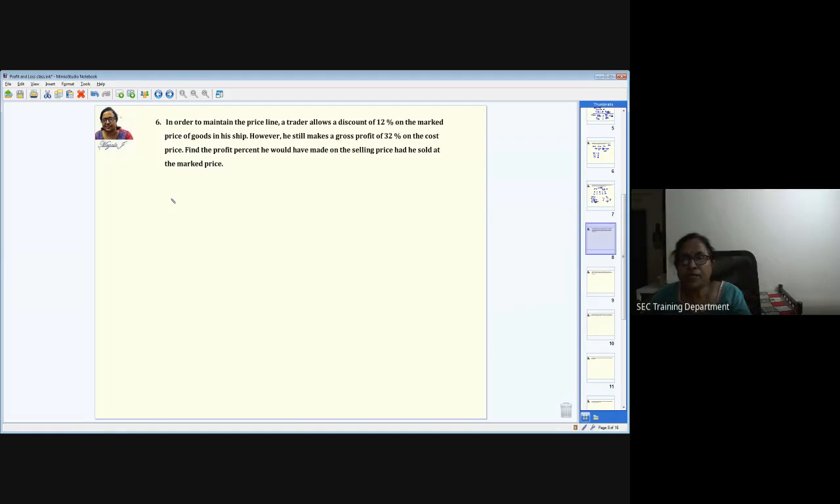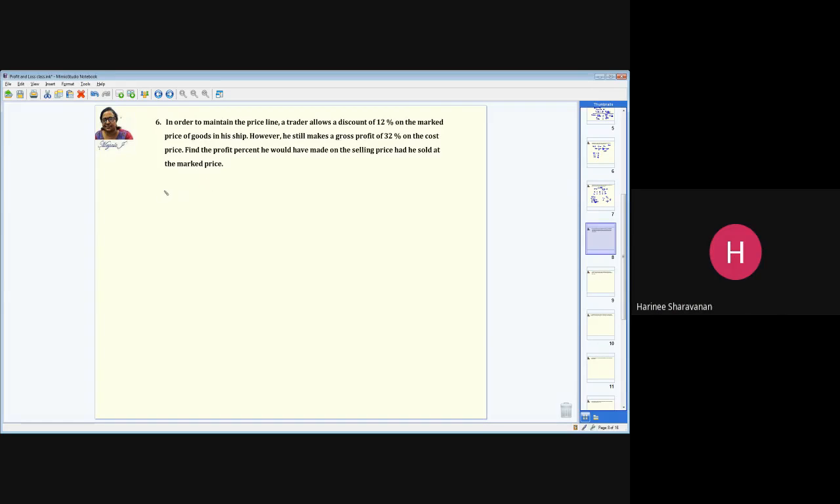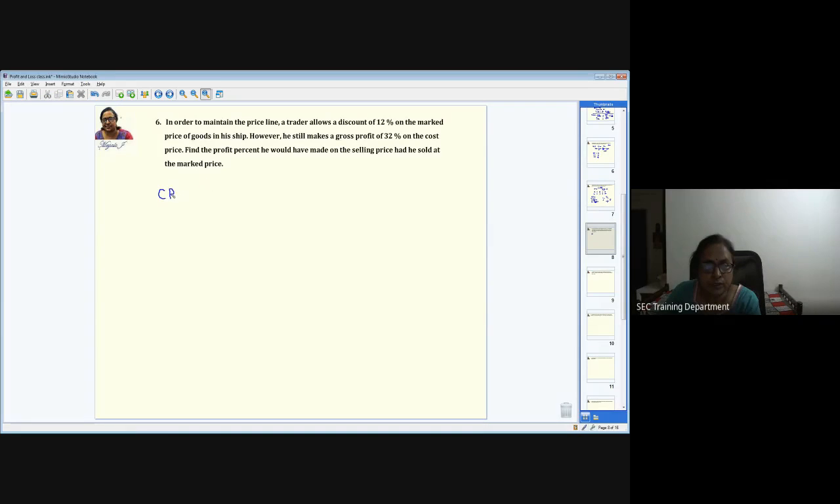In order to maintain the price line, a trader allows a discount of 12% on the mark price of the goods. However, he still makes a gross profit of 32% on the cost price. Okay, we'll go for the same flow now. Whenever the mark price is given, you just go for this flow.